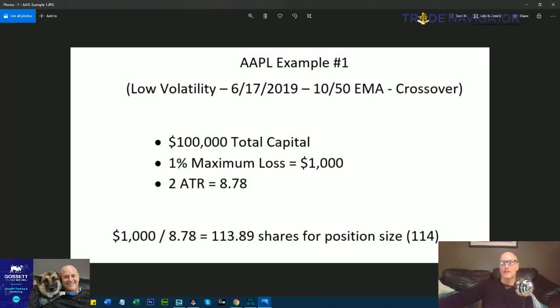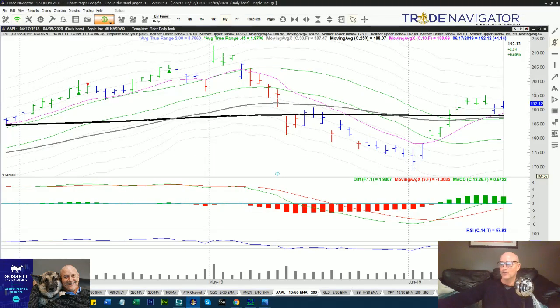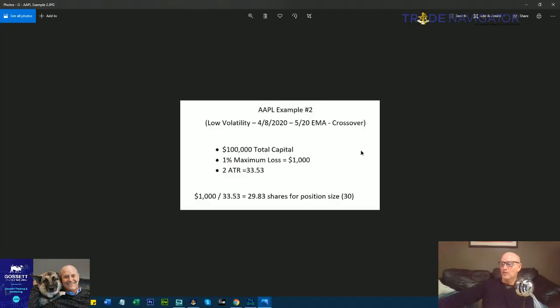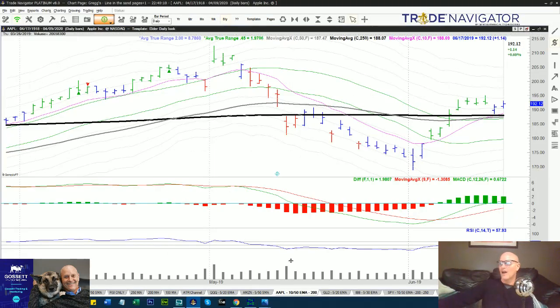But this is low volatility, and I'll show you. You can see that the bars are pretty close together. But all I have to do is look over here at my 2 ATRs, and I take the $1,000, divide the 8.78 into it, and it kicks out here how many shares I'm going to buy. Now, that was low volatility. Now let's go to high volatility. Keep in mind, the low volatility had an 8.78 average true range, that's 2 times the average range.